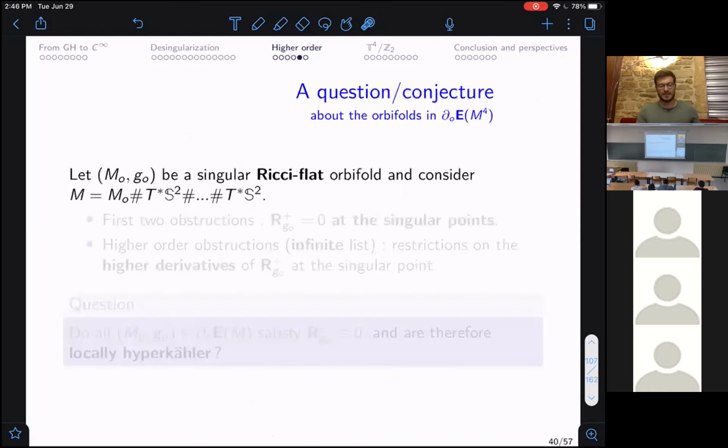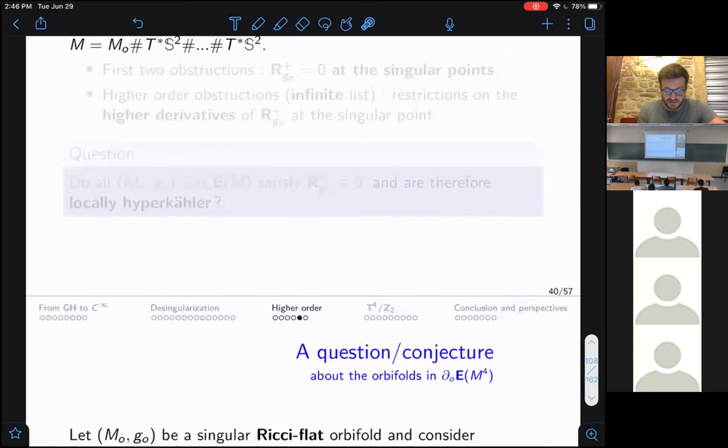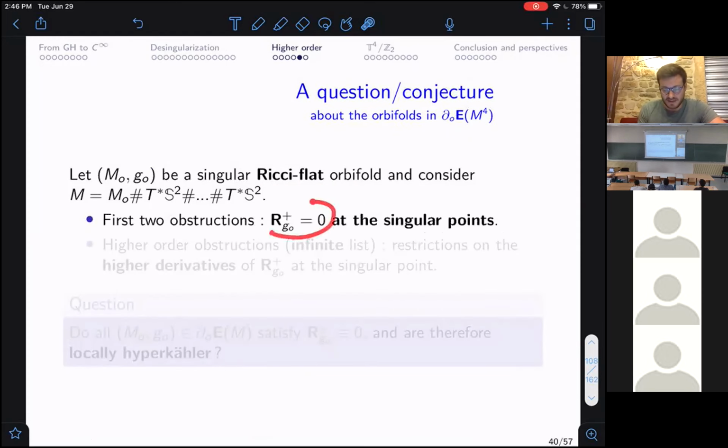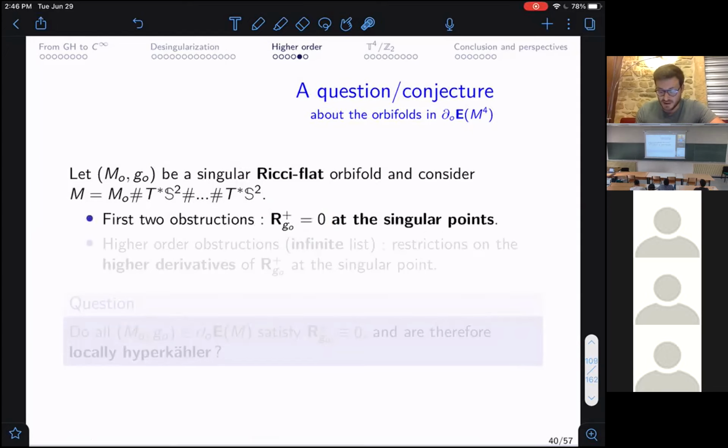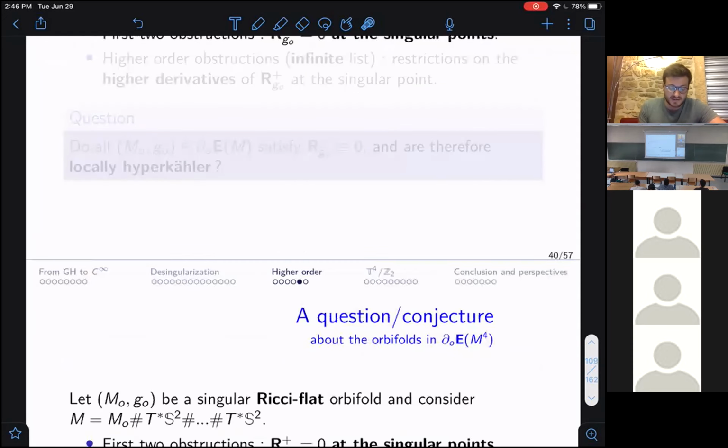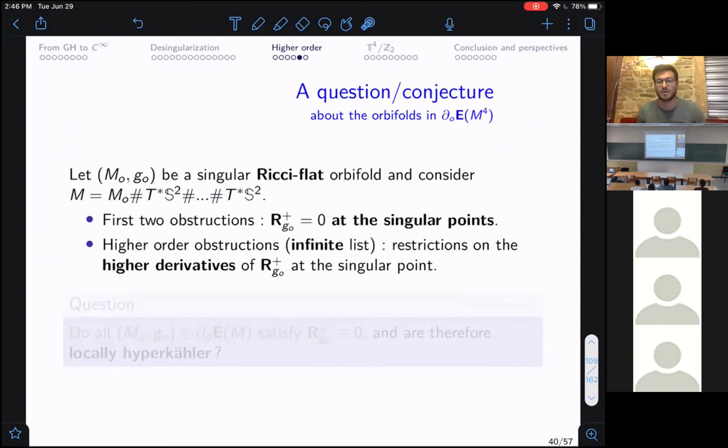Okay, so now this opens more questions than it answers, but let's mention two of these questions. Let's take a Ricci flat orbifold and desingularize it by Eguchi-Hanson metrics. The first two obstructions, at least when it's stable, mean that you have an anti-self-dual curvature at the singular points. But you also have an infinite list of obstructions which are on the higher derivatives of your curvature. And my question is, does it impose that this self-dual part of the curvature vanishes exactly?